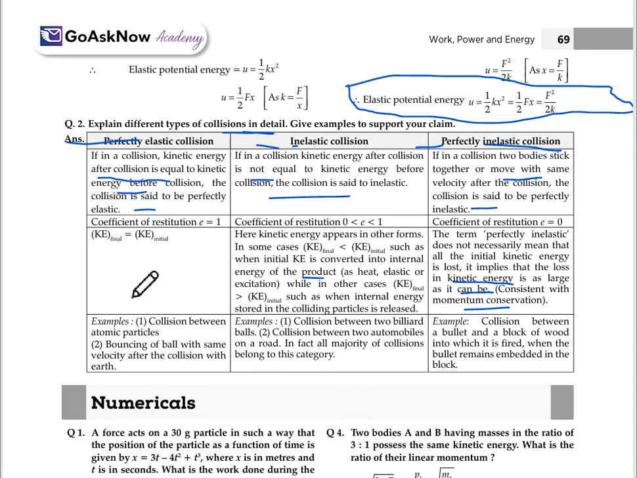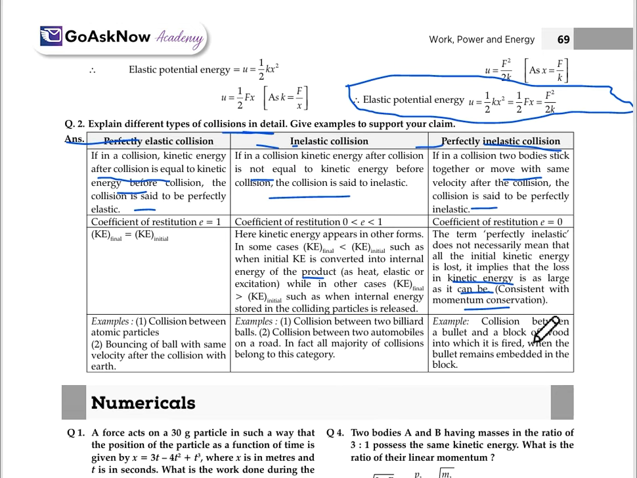Now let's read with examples. Collision between atomic particles is a perfectly elastic collision example. Bouncing of a ball with the same velocity after the collision with the earth, and a collision between two billiard balls. Second is the collision between two automobiles on the road. In fact, the majority of collisions belong to this category. The accidental thing is an inelastic collision.